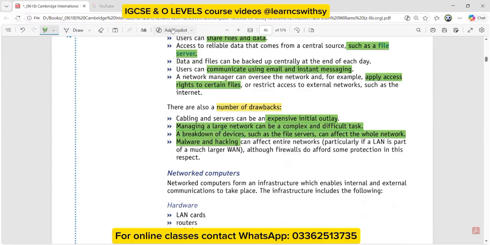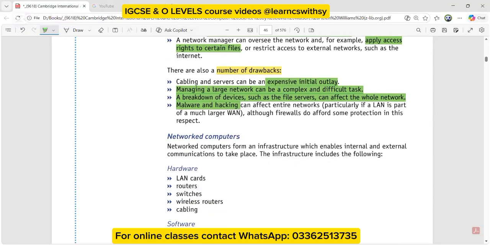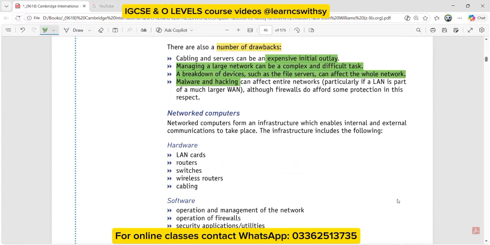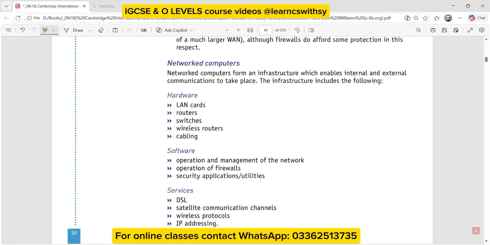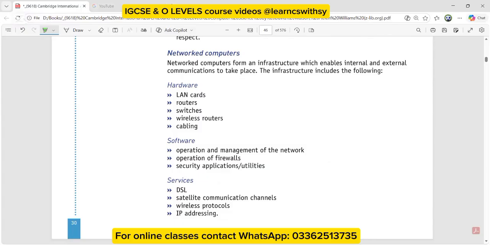Okay, now moving to the next one, we have the hardware, and we'll talk about the hardware components, and very quickly we'll talk about the hardware requirements. Definitely networked computers need some specialized hardware, and along with that they need specialized software also, and then they are providing different services. So very quickly going through LAN cards, routers, switches, wireless routers or cabling as hardware components that are needed for networking the computers. For software, we need the operation of firewalls, we need security applications and utilities, and it is providing certain services.